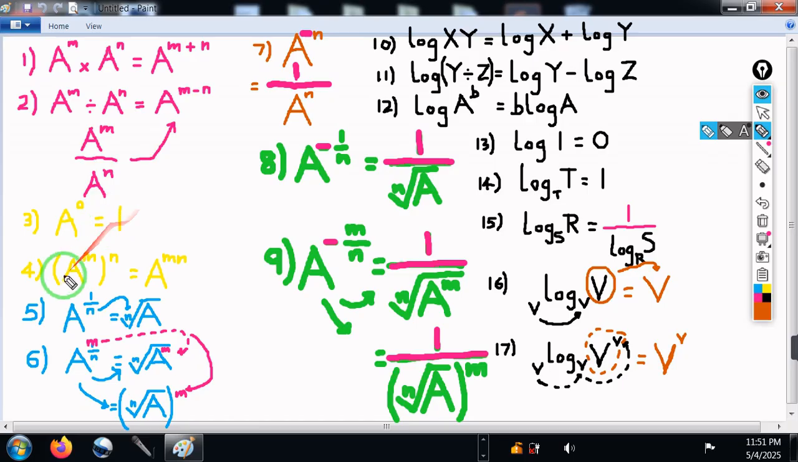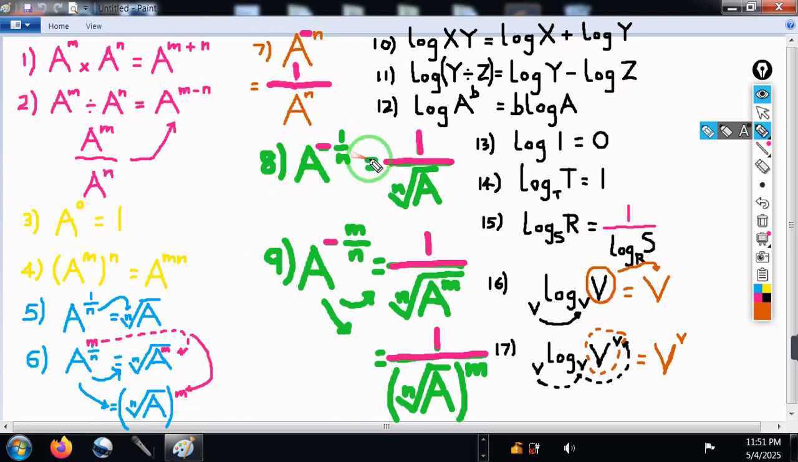A to the power of 0 equals 1. A to the power of open bracket a to the power of m close bracket to the power of n is equal to a to the power of mn. A to the power of 1 over n is equal to n root a. A to the power of m over n is equal to n root a to the power of m. Another variation is a to the power of m over n is equal to open bracket n root of a close bracket to the power of m. A to the power of minus n is equal to 1 over a to the power of n.